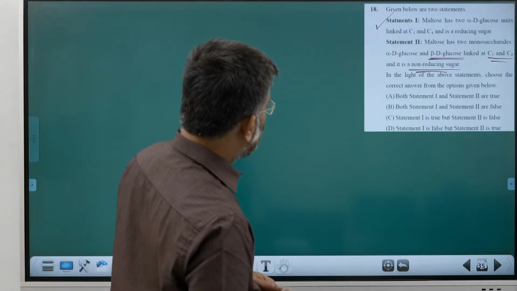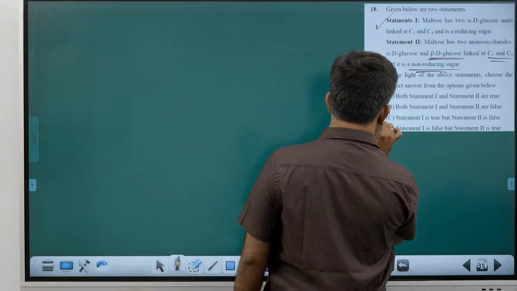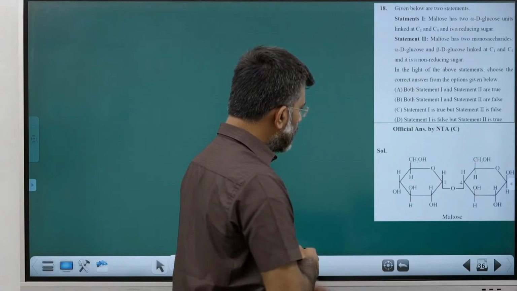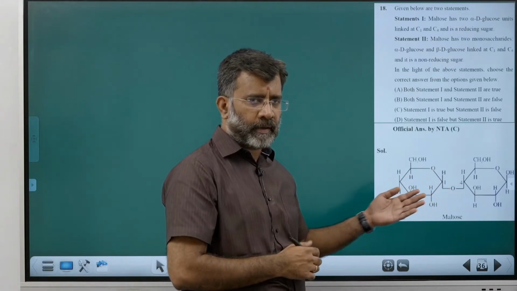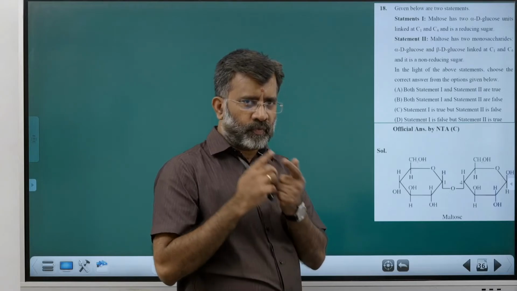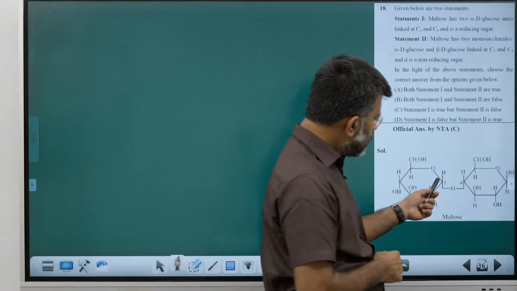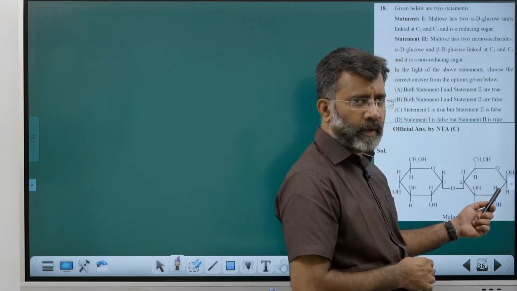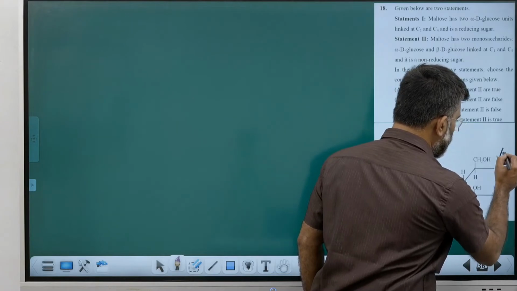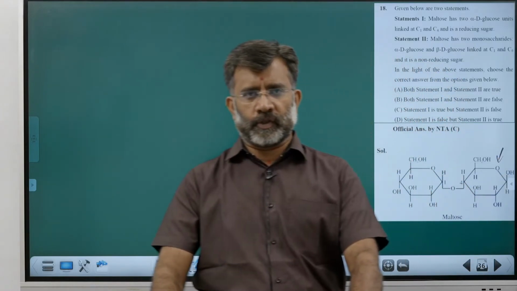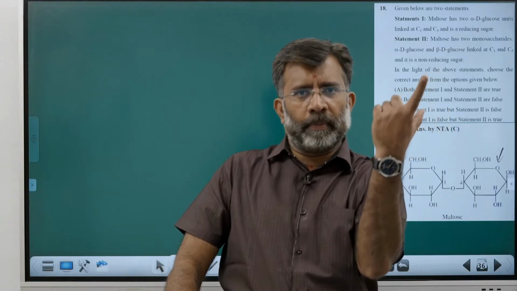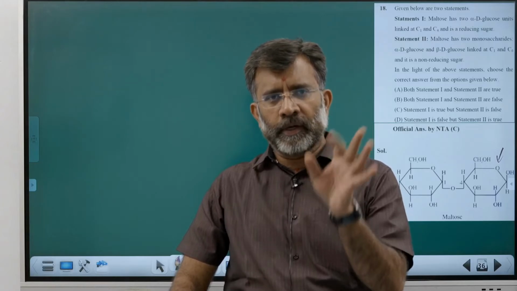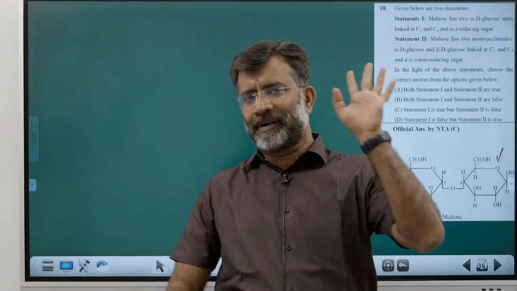Which one? Option C, right? First one true, second one false. Option C, yes. And here you have the structure, also available in the NCERT. Sucrose, maltose, lactose are well explained in the textbook. Here you have the C1, C4 linkage between alpha D glucose units, and this functional group is free and it can reduce Tollens reagent. That part of the molecule can open up, so it is a reducing sugar, while sucrose is a non-reducing sugar.